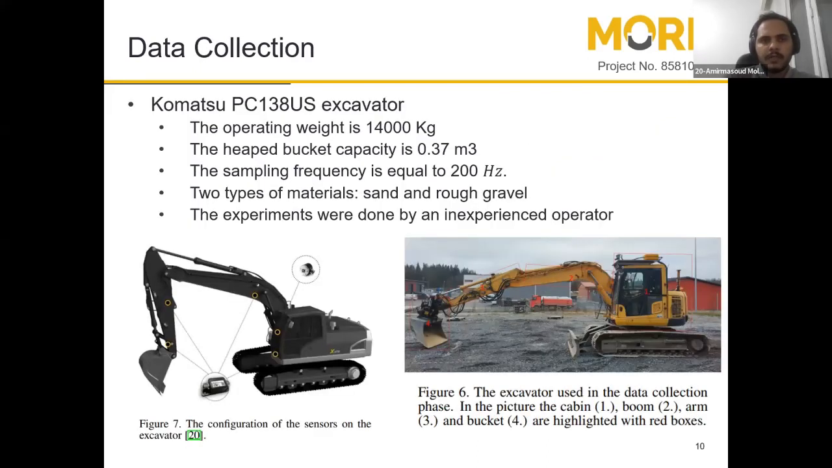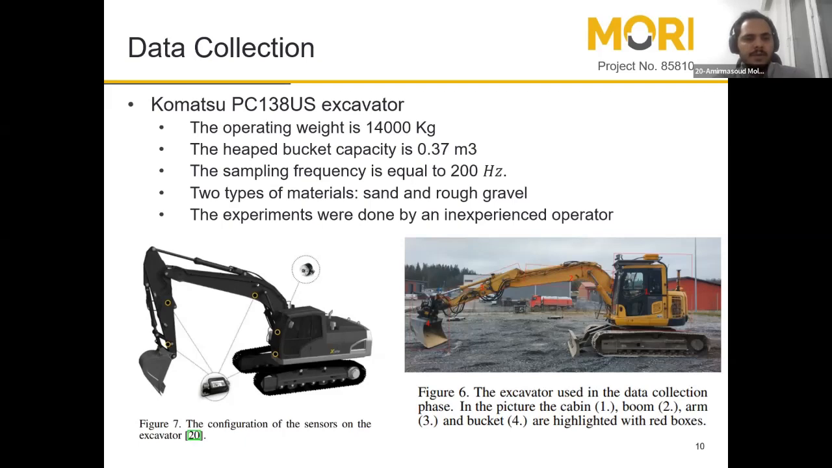In this part, we will talk about the data collection procedure at our work site in the Novatron company. We use a Komatsu PC138US model. The operating weight is 14,000 kilograms and the bucket capacity is 0.37 cubic meters. The sampling frequency for the data collection is around 200 hertz, and we use two types of material, sand and rough gravel. In figure 6, you can see our excavator at our work site in Finland at Novatron.